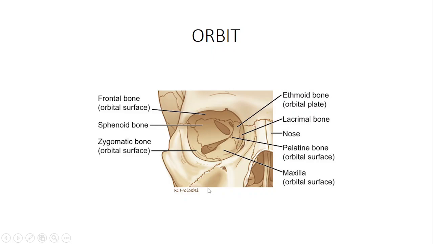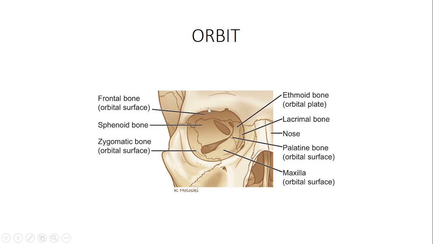Okay, so now let's shift our attention towards the walls of the orbit. The orbit has 4 major walls. The superior wall, also known as the roof of the orbit, the inferior wall, which is also known as the floor of the orbit, the lateral wall, which is the strongest of all the walls, and the medial wall, which is the weakest of all the walls. Yes, you have the orbital apex, okay, which is deeply found with major structures.